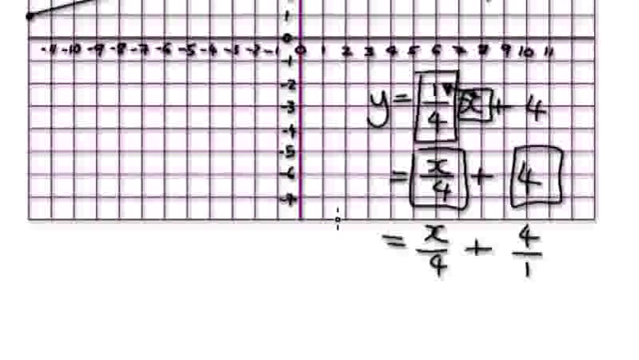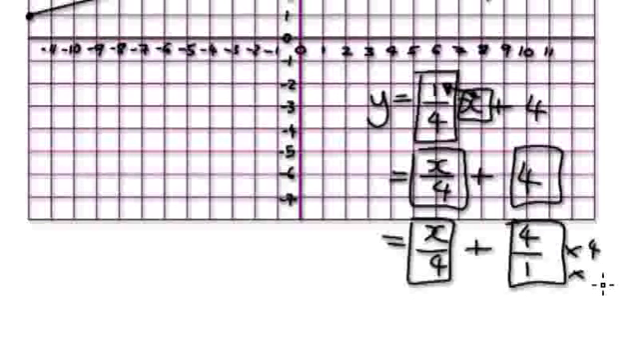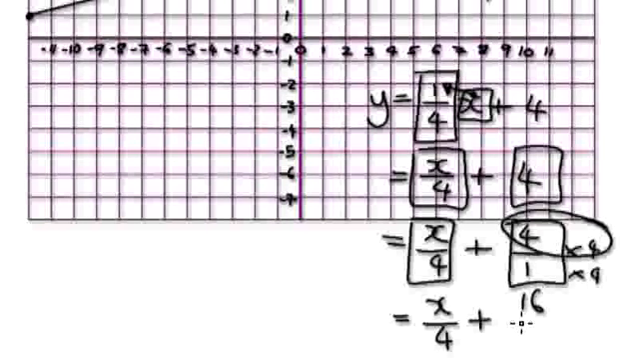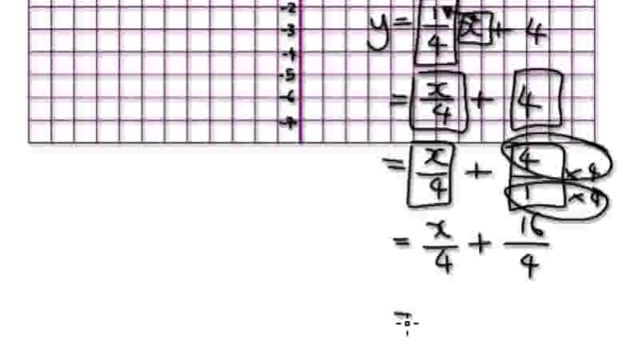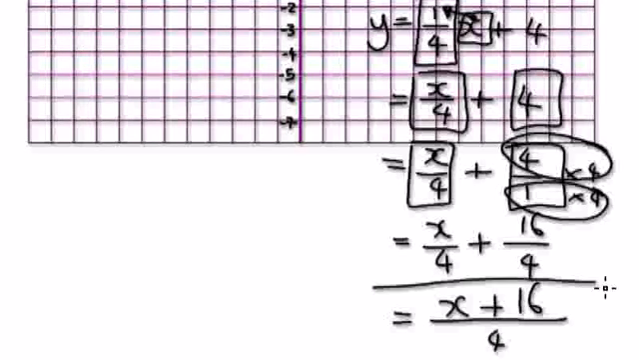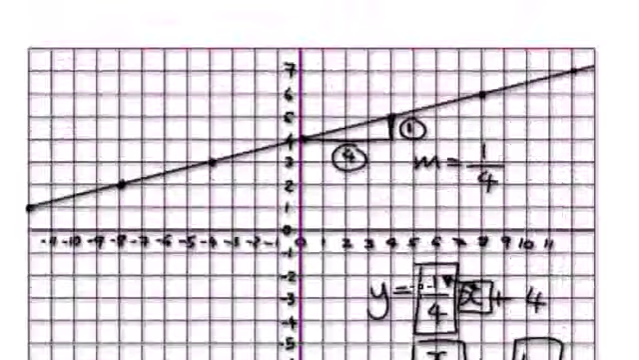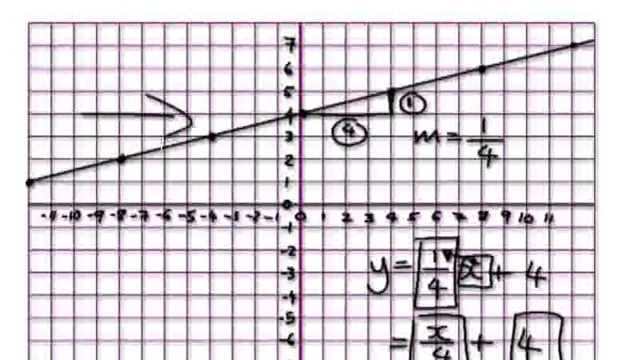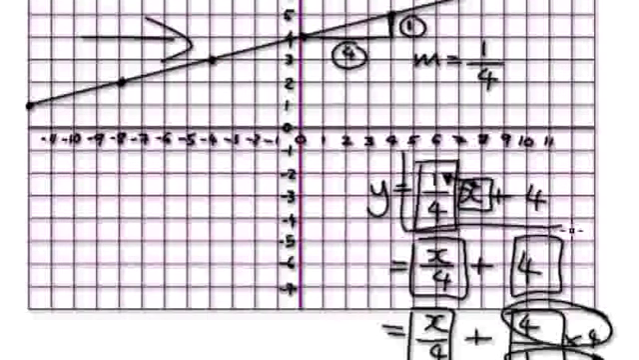In order to add two fractions together, the two denominators need to be the same. So you could times top and bottom of the 4 by 4. This one would be x over 4 plus, top times top, 16, over bottom times bottom, 4. Now the denominators are the same, so you can merge the two. It will be x plus 16 over 4. So this is an equation for this line here.